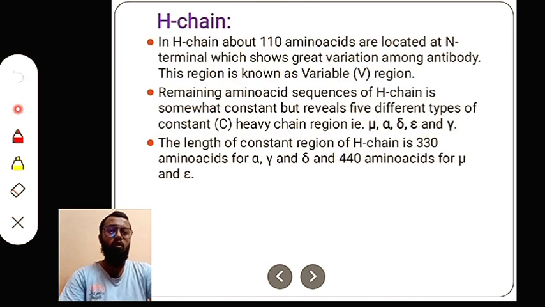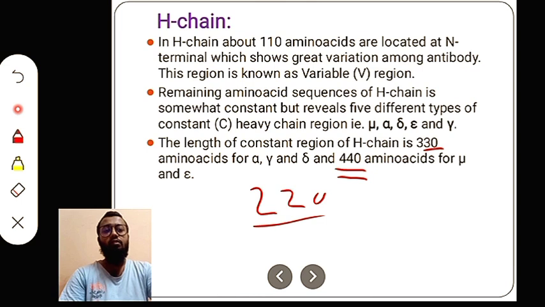Next is the heavy chain. The heavy chain is made up of 440 amino acids or 330 amino acids. The number varies. So one chain may contain 220 amino acids or a different number. You have to remember that one heavy chain is made up of 220 amino acids, and two heavy chains are made up of 440 amino acids. The remaining amino acid sequences are somehow constant or they vary in IgM, IgA, IgD, IgE or IgG. This variation is based on the immunoglobulin structure, because different immunoglobulins have different structures. Like IgG is monovalent, but IgA is divalent, and IgE is also monovalent. So the structural variation affects the concentration of amino acids in the heavy chain or light chain.